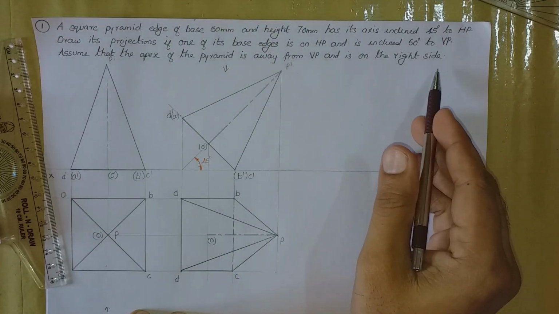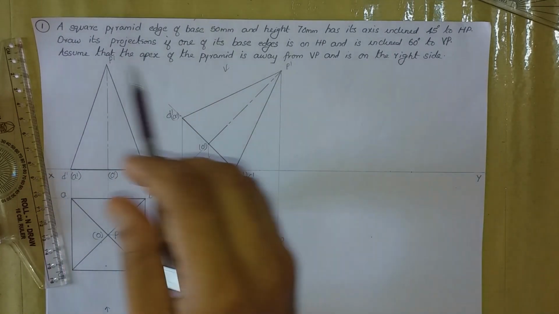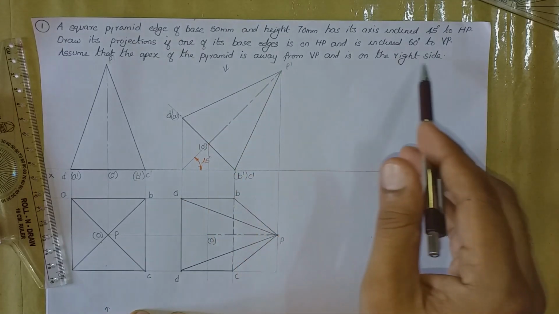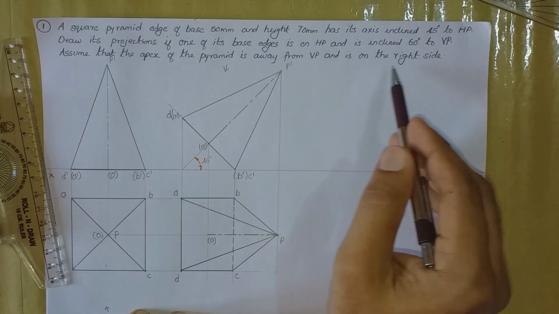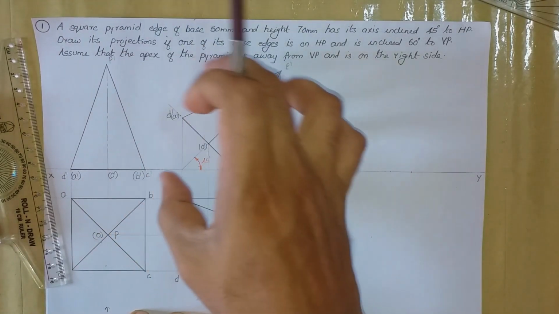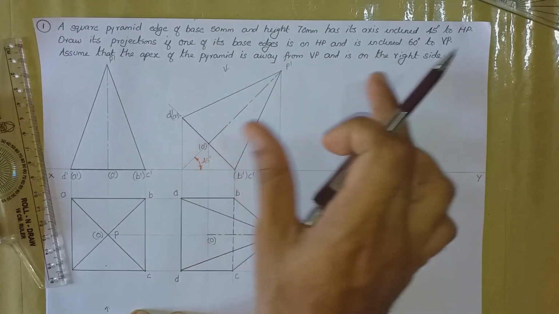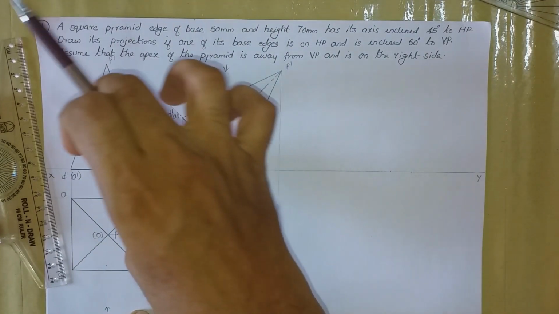So what you have to take care of is, towards the last of the corresponding question, it is mentioned that assume that the apex of the pyramid is away from VP and is on the right hand side. So in this diagram already we have made the apex on the right hand side. So the diagram is tilted to the right hand side. So I have tilted it to the right hand side because it is mentioned that the apex is on the right hand side. Otherwise I could have tilted it to the left hand side.